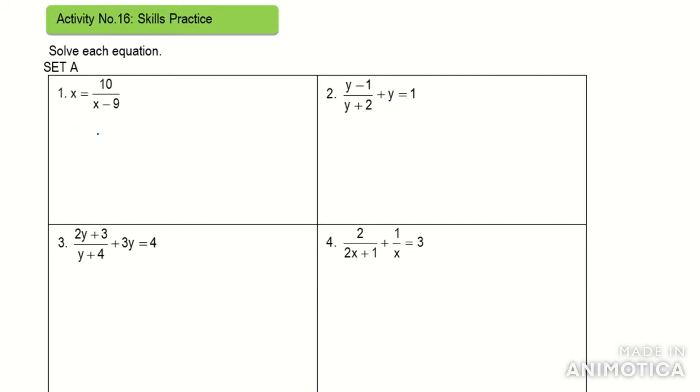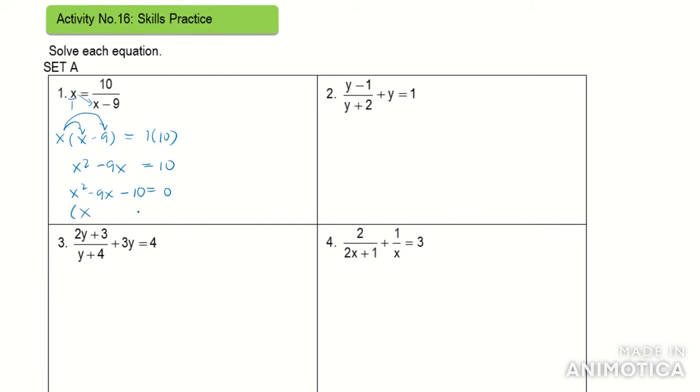So, in item number 1, I think it's easier if you're going to get the cross products immediately. Okay? So, we have x times x minus 9 is equal to 1 times 10. So you have x times x is equal to x squared. x times negative 9 is negative 9x equals 10. Okay? Then write the equation in the standard form. You have x squared minus 9x minus 10. Is this factorable? I think yes.